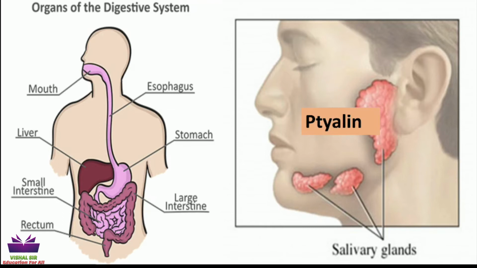I just told you that ptyalin is an enzyme. Now what are enzymes? Enzymes are made of proteins, and they are most active at normal body temperature. Enzymes are substances that are secreted by the body itself of any living organism, and they help in bringing out specific chemical reactions.